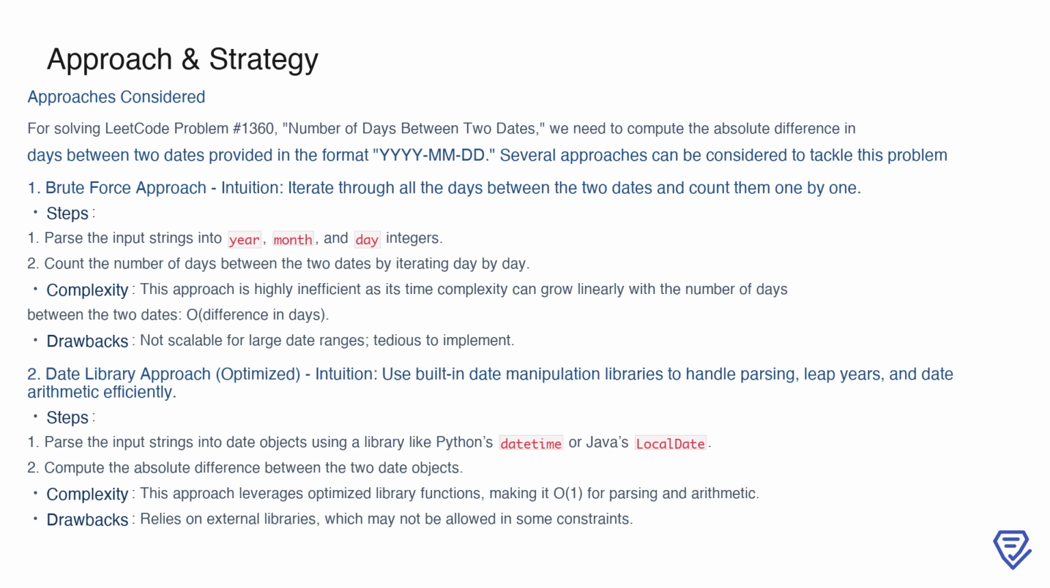Next, a more optimized option is the date library approach. By leveraging built-in libraries like Python's datetime or Java's LocalDate, we can handle parsing, leap years, and date arithmetic with minimal effort. These libraries allow us to directly compute the absolute difference between two date objects, resulting in a solution that is both concise and efficient. However, the downside is that this method relies on external libraries, which might not be permissible depending on the constraints of the problem or the environment in which the solution is implemented.